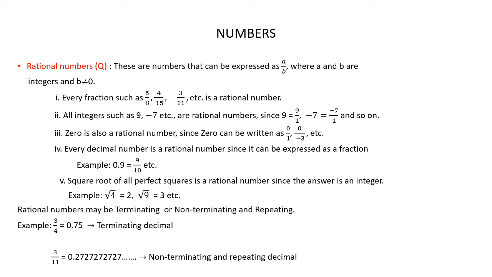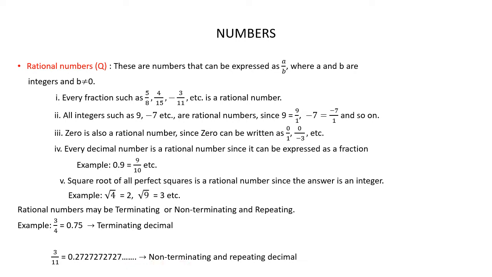Take another example, 3 upon 11. When you divide 3 by 11, you get the answer as 0.2727272727 and so on and so forth. This is a non-terminating and repeating decimal. It is non-terminating because after the decimal point, the digits go on and on and on. That is, there is an endless number of digits. There is no end. So it is a non-terminating decimal.